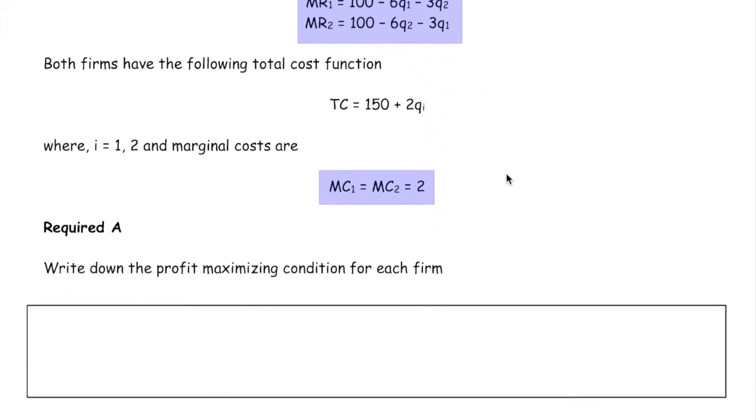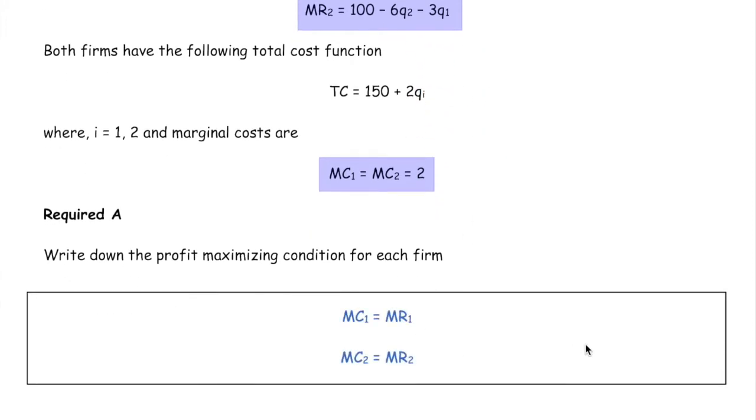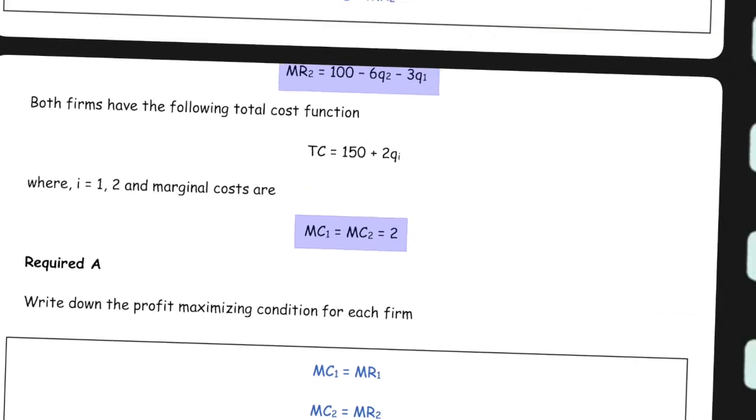The way that the firm is going to maximize their profits is simply by applying that rule, which is to equate them. And so if I were to write that down, we'd say that MC1 has to equal MR1 and MC2 has to equal MR2. Obviously we could replace 2 for MC and their respective MRs for MR. So there we have it. That's how we would answer required A. Let's move on to required B.